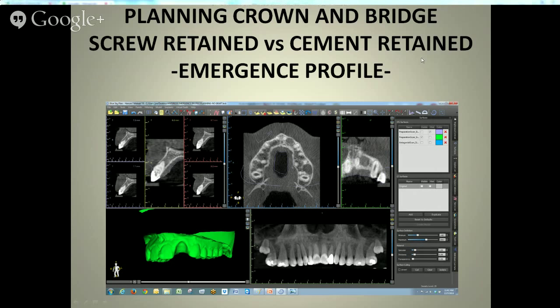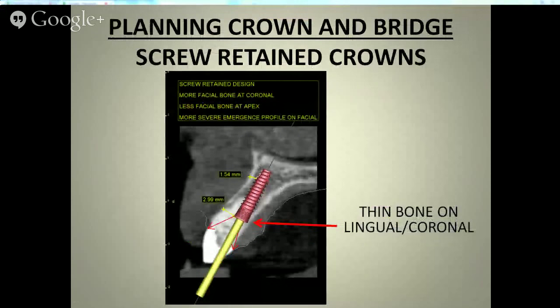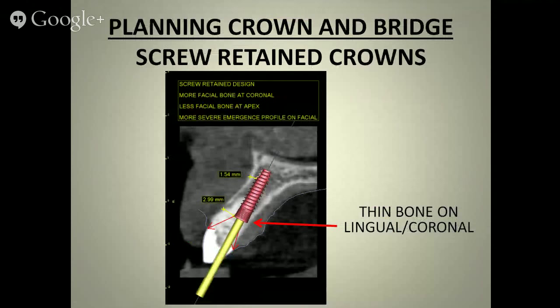So the first thing I'll do, I'm not going to get into complicated cases tonight. This is going to be pretty basic fundamental information that can be applied to complicated cases. So we'll start out with screw retained versus cement retained and emergence profile. So here we have a case that is designed for a screw retained crown.